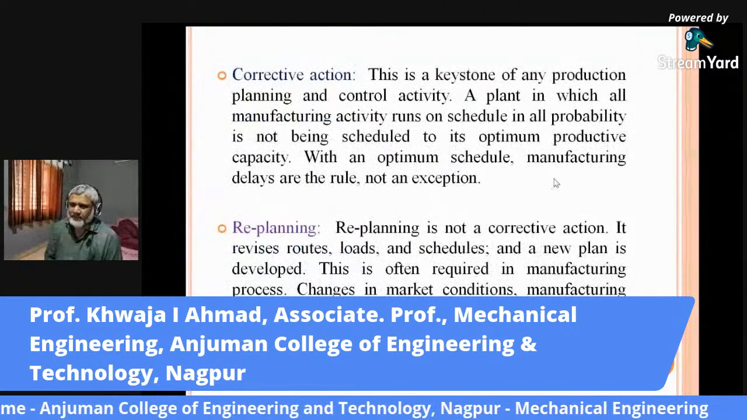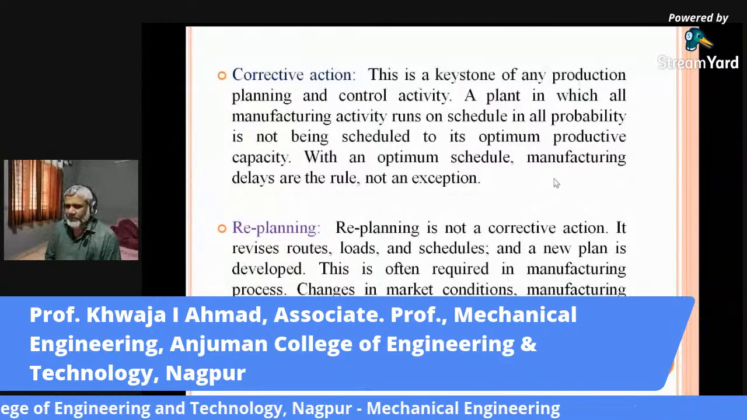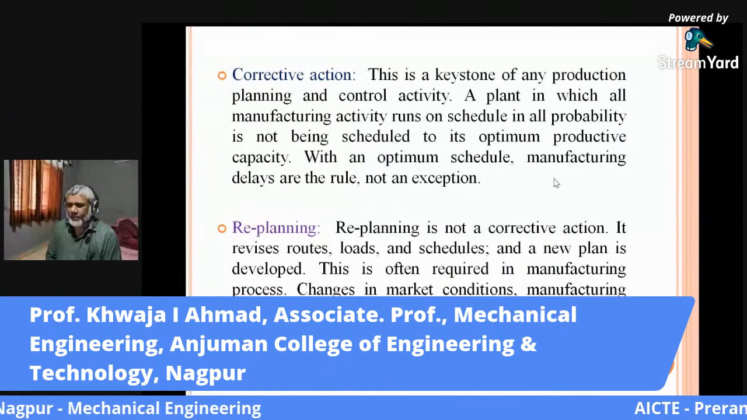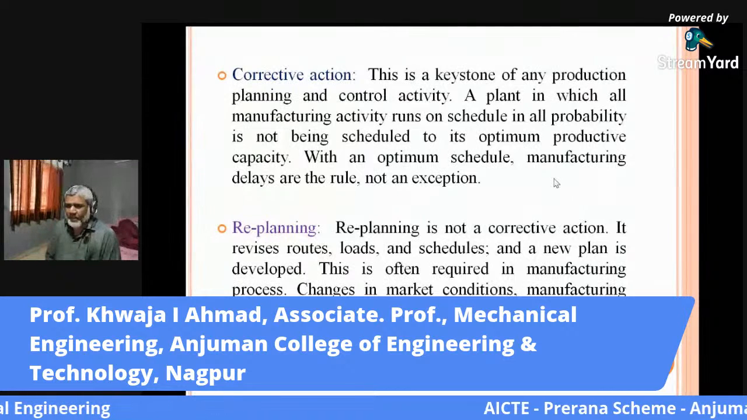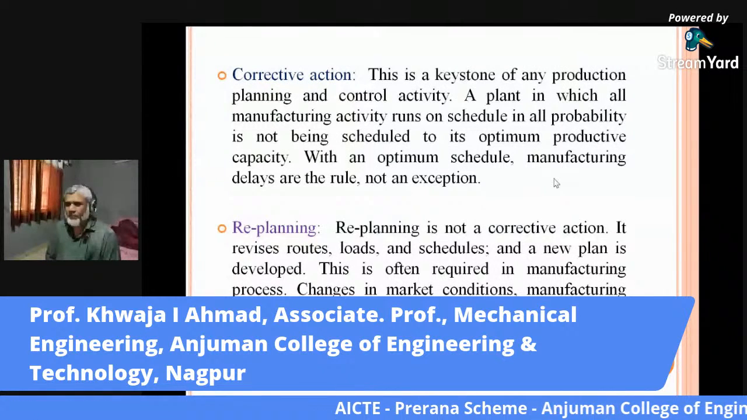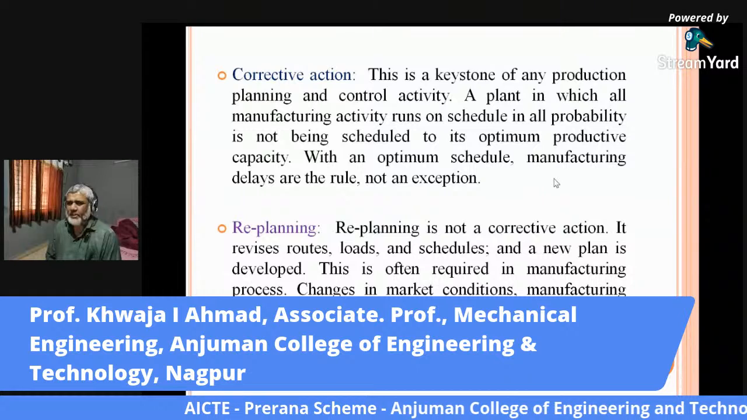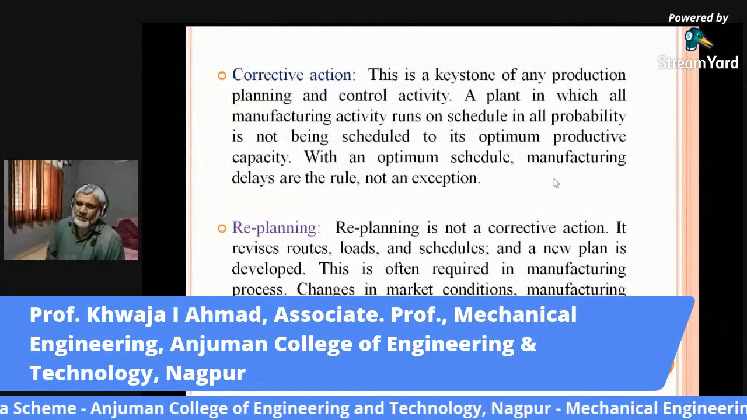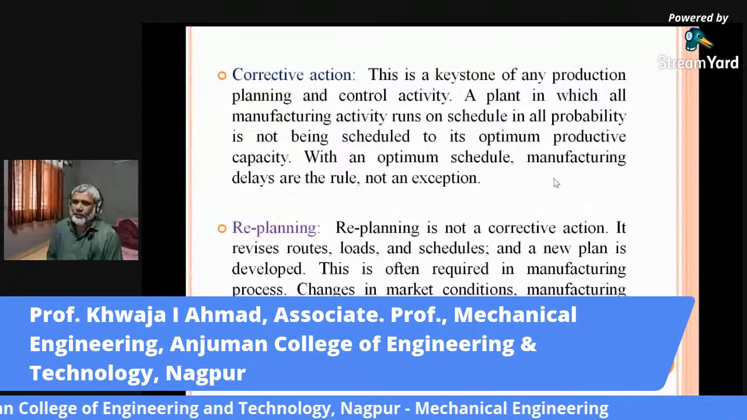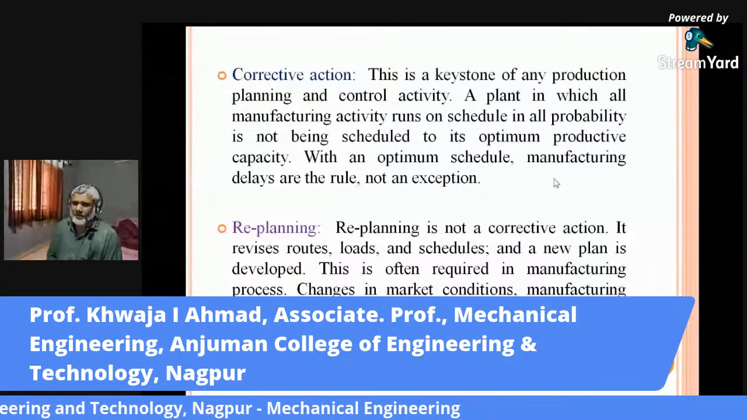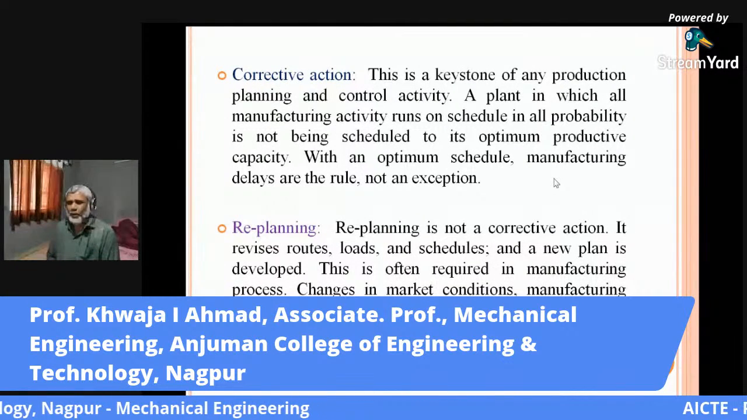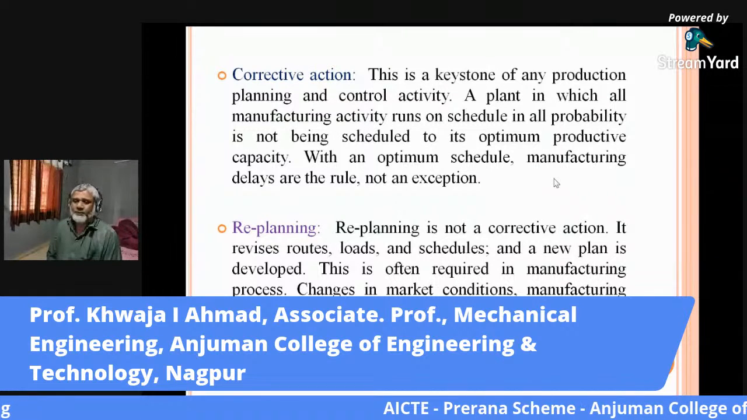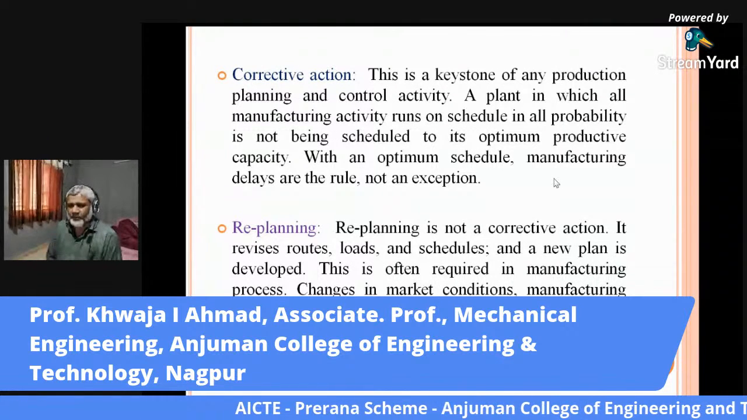Corrective actions and replanning are some other functions. Corrective action is the keystone of any production planning and control activity. Here, one point must be remembered: a plant in which all manufacturing activity runs on schedule, in all probability, is not being scheduled to its optimum productive capacity. Why? Because with an optimum schedule, manufacturing delays are the rule, not an exception. This must be kept in mind.